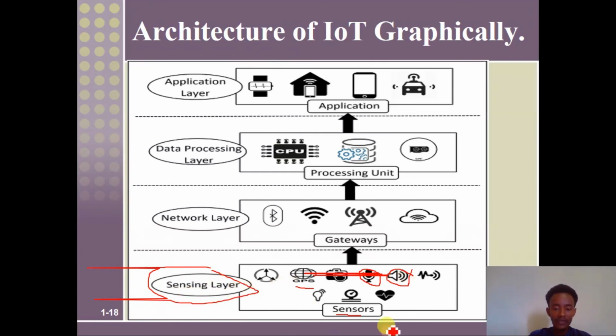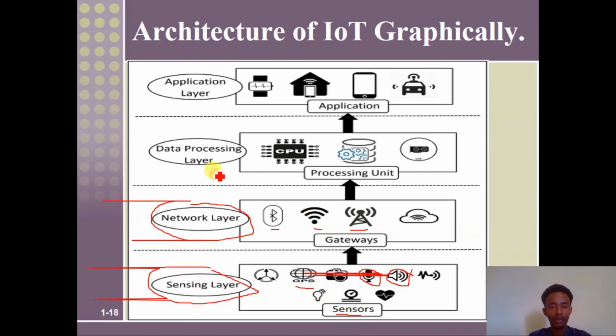If the data is collected from the environment by using these different sensors, then it will be transferred to the processing unit by using the network layer, by using a communication channel. This communication channel may contain Bluetooth, Wi-Fi, different cellular networks, and others. In general, it is known as a gateway. This network layer is a gateway, through which the collected data is transferred from the sensor to the processing unit.